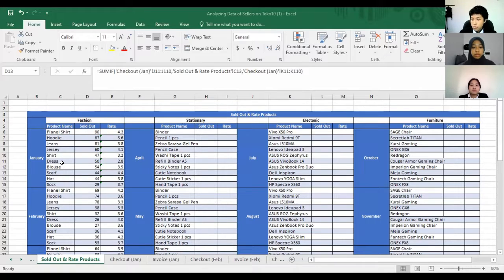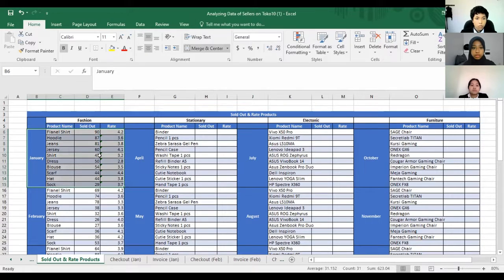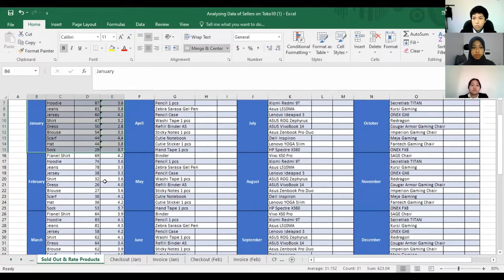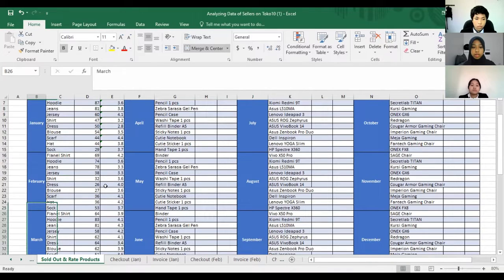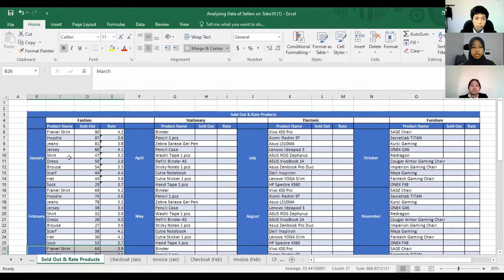The following is the data of sold out and read products of the Fuji location in 3 months. This part is for sold out and read product during January. This one is for February, and this one for March. For the data, product name is taken from the Fuji location table using a 3D reference formula. For sold out and read data, they are taken from the checkout table.